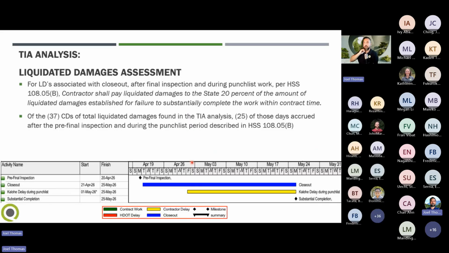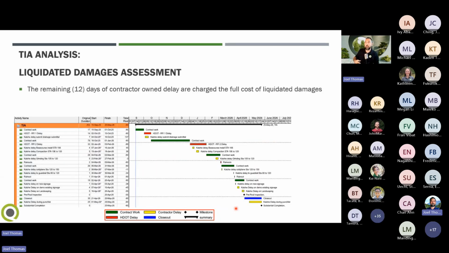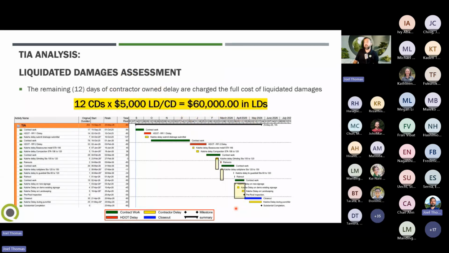Liquidated damages, as I mentioned early on, we need to split up into the different periods to be able to figure out how much they get charged. Looking at that first period, I found that there were 25 calendar days within the closeout that the contractor was causing the delay. Based on how that spec is written, we're doing 25 calendar days, $5,000 per calendar day is my LDs for this project. So 20% of 5,000 is 1,000. So you end up with 25 calendar days times $1,000 per day equals 25,000 in LDs just for this closeout period.